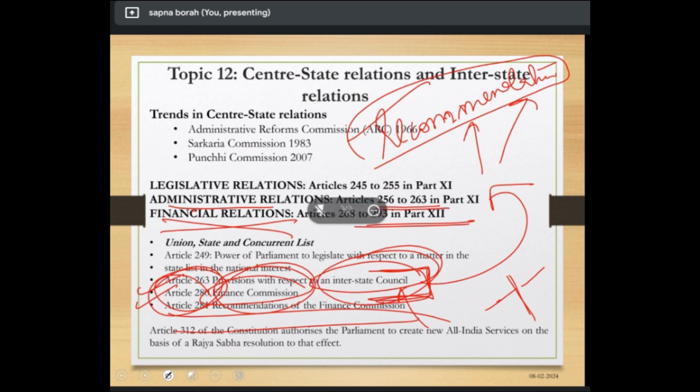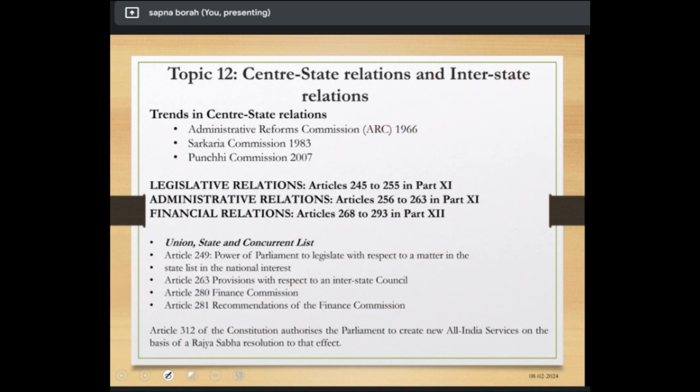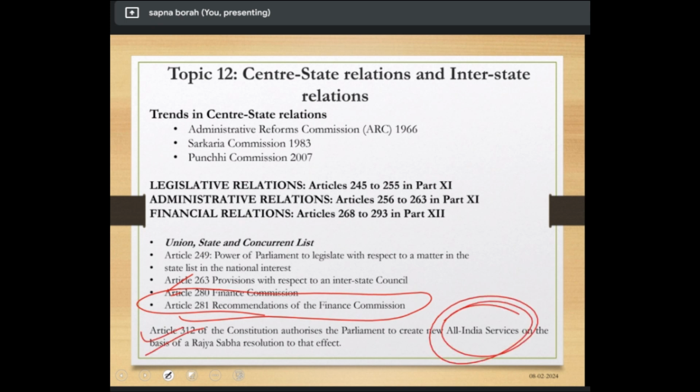Okay, so the Finance Commission, where is it? The Finance Commission article number, which one, is often asked. Okay, and a point to note: whether the recommendations made are bound or not bound is a point often asked, and you can check that. And 281 itself talks about the recommendations of the Finance Commission. Okay, Article 312 was an extra topic, but regarding All India Services, since we talked about center-state relations, the All India Services can be created by a Rajya Sabha resolution. This question comes directly.